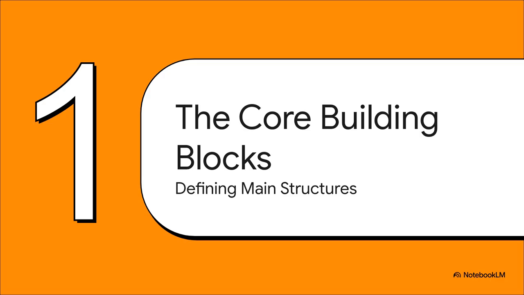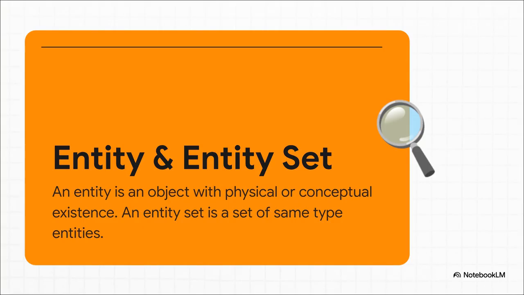Every blueprint has to start with the big stuff, right? The walls, the floors, the main rooms. Well, in an ER diagram, our main structures are called entities. So an entity is really just a thing we want to store information about. It could be a person, a car, or a company, stuff that physically exists. Or it could be something conceptual, like a university course, a job, or a school. And when you group a bunch of the same type of entity together, like all the students in a school, we call that an entity set.